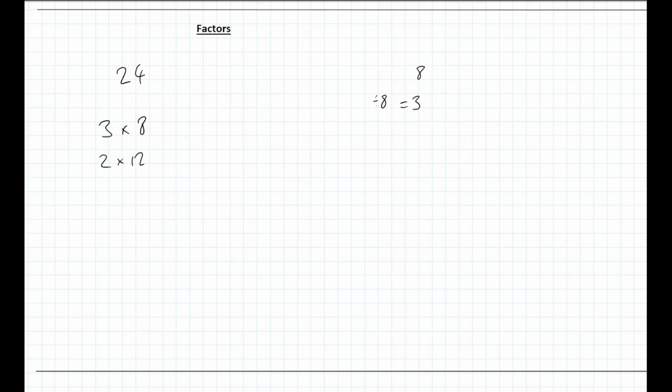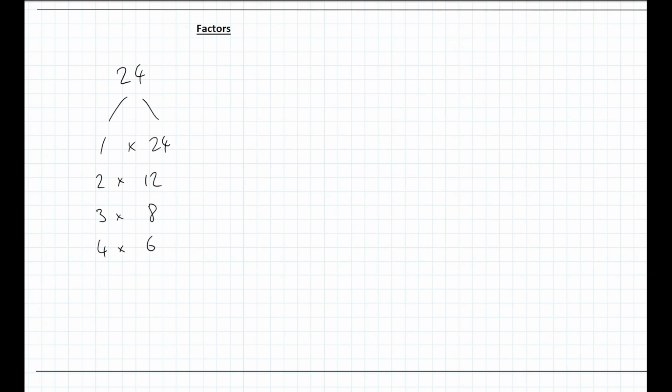So, if we're taking the number 24 and we want to find all of its factors, let's start from the start. Let's start with the number 1. We can do 1 times 24 is 24. We could do 2 times 12 is 24. We could do 3 times 8 is 24. We could do 4 times 6 is 24.